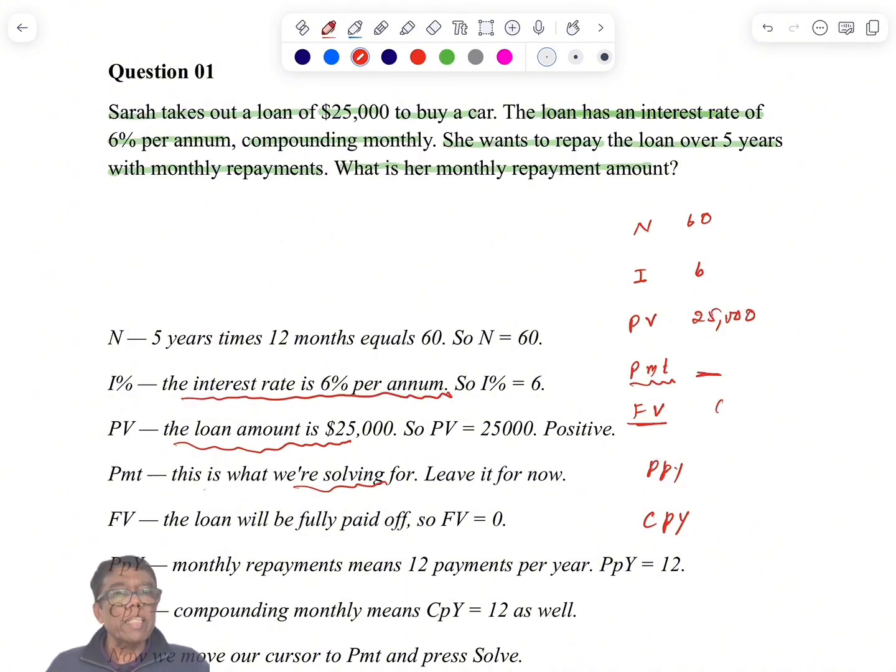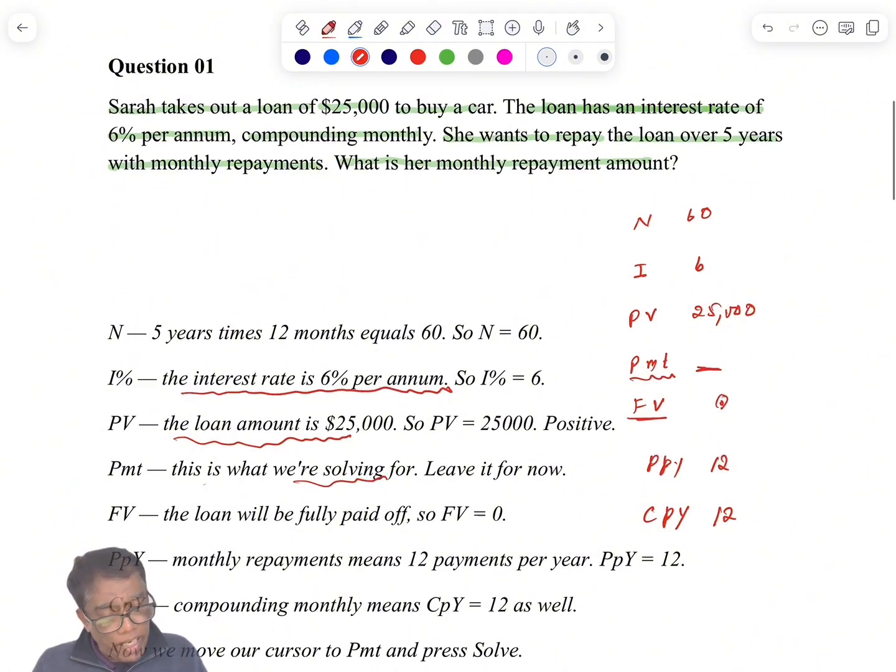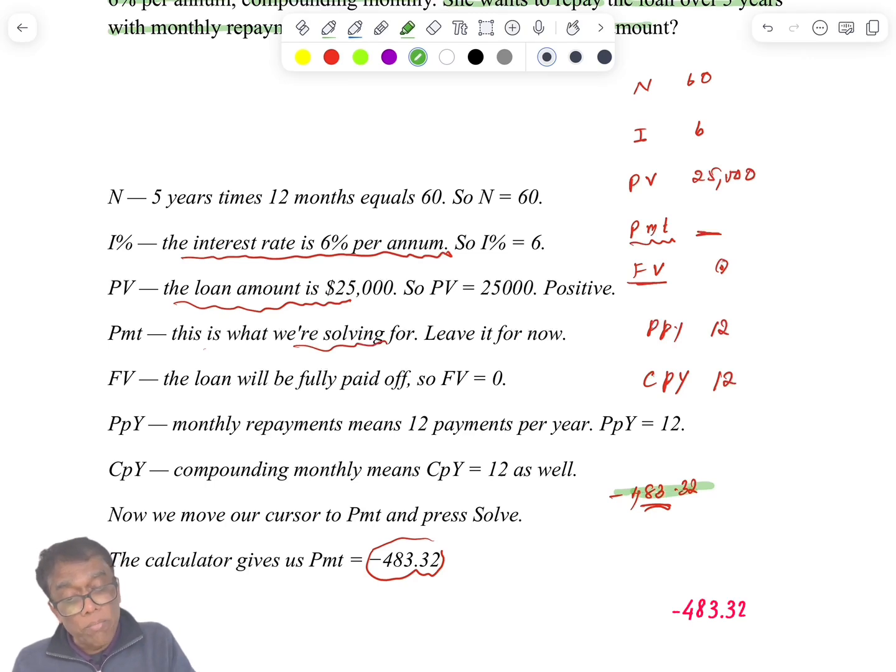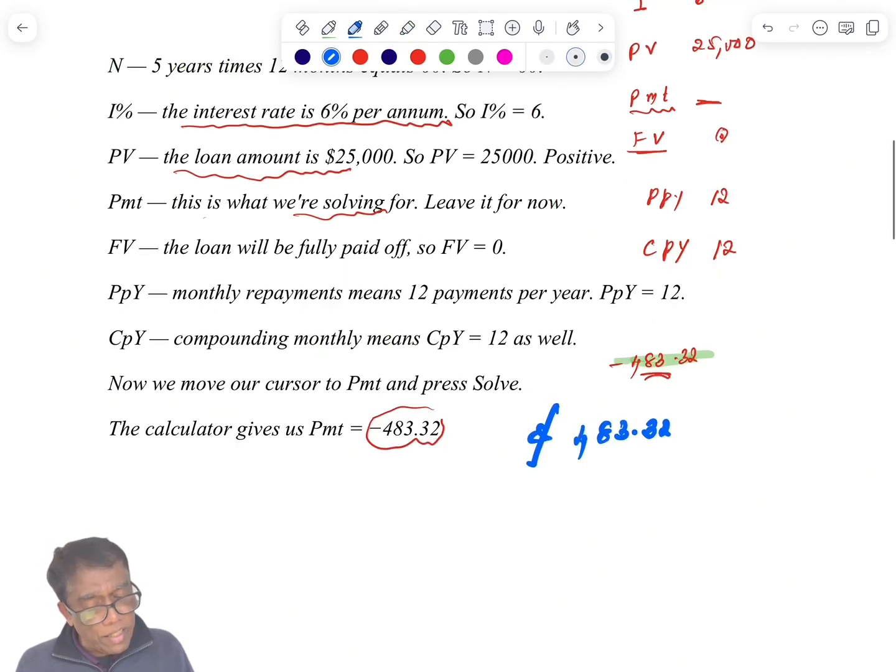Please enter the values into the calculator. The calculator gives us negative 483.32. This is the answer. Remember, it's negative because it's money going out. So Sarah's monthly payment is $483.32.